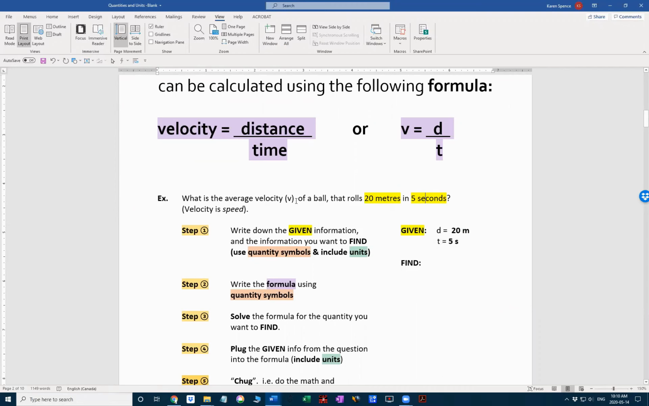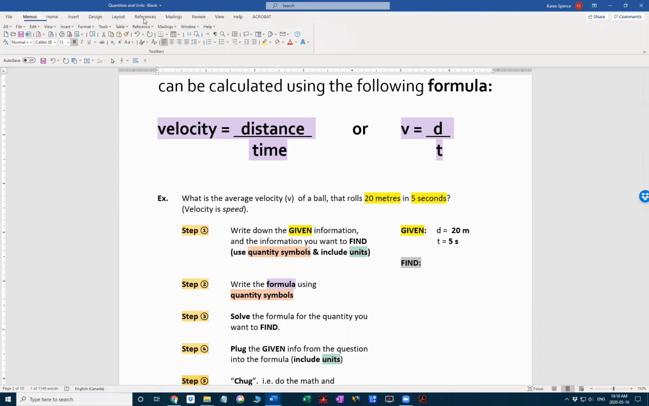And we were being asked to find something. When you're asked for the find, you are going to look for the thing that we're going to find, which is the thing that's attached to the question word. Anytime you're looking for what am I finding, you're going to ask, what am I finding? I am finding the average velocity. So I am looking for velocity, and I don't know what that equals.